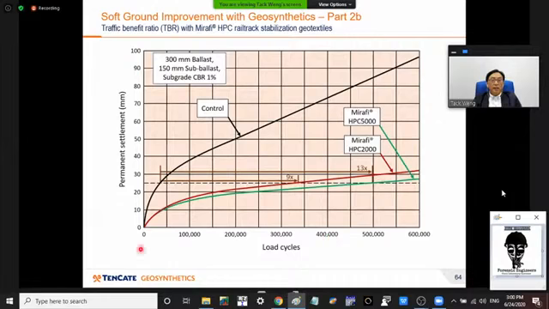The black line shows the permanent settlement with load cycles for the control, the red line shows the performance of Mirafi HPC 2000, and the green line shows Mirafi HPC 5000. So you can see here there's a 9 times improvement using HPC 2000 and a 13 times improvement using Mirafi HPC 5000.